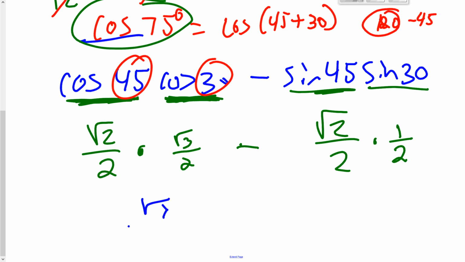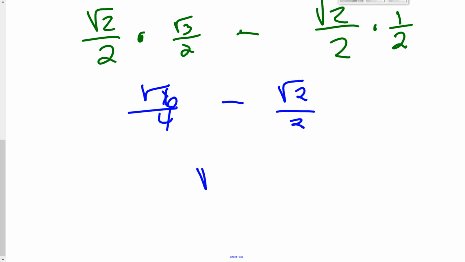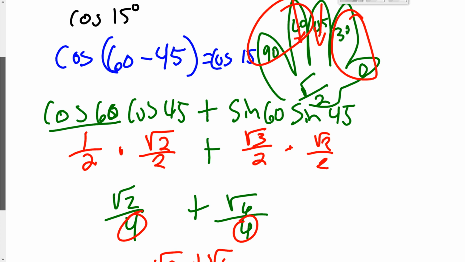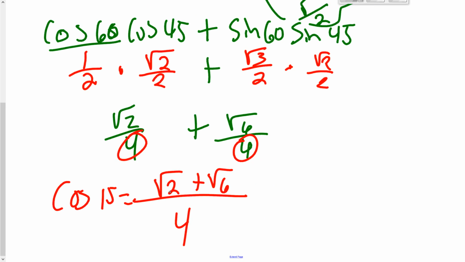So we get root 6 over 4. Ooh, that 6 looks ugly. Minus root 2 over 2. I didn't switch this to 4. So then we get root 6 minus root 2 all over 4. Okay, so that is cosine of 75. And you'll notice that if we look at the last answer, that is square root of 2 plus root 6, and then over 4.